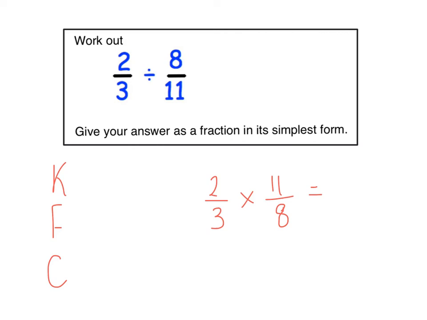2 times 11 is 22. 3 times 8 is 24. And I can simplify if I need to. I can here because I can divide both the top and bottom by 2. And I get 11 over 12.